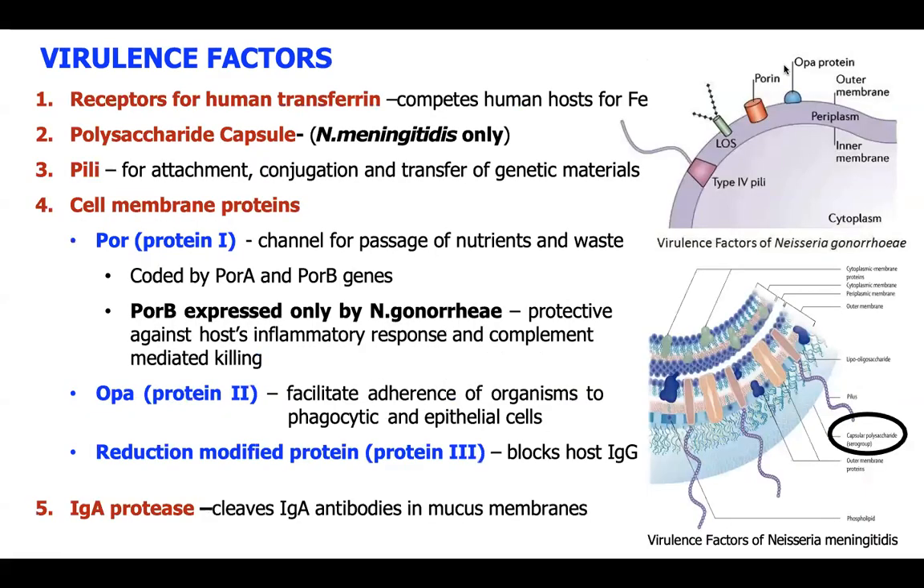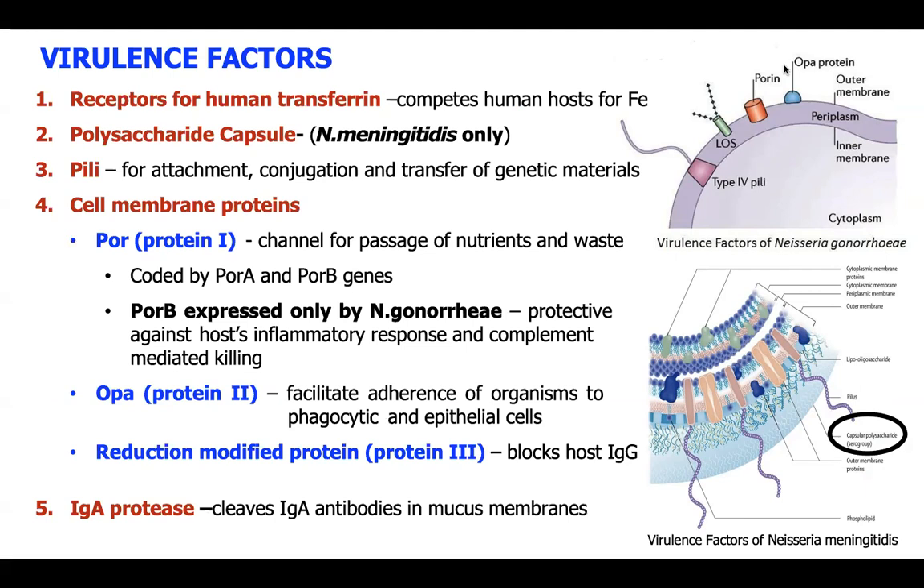Okay? So, how are these really small organisms able to cause human infections? Because of their virulence factors. So, they have many virulence factors. So, number 1, they have receptors for human transferrin, receptors for transferrin.